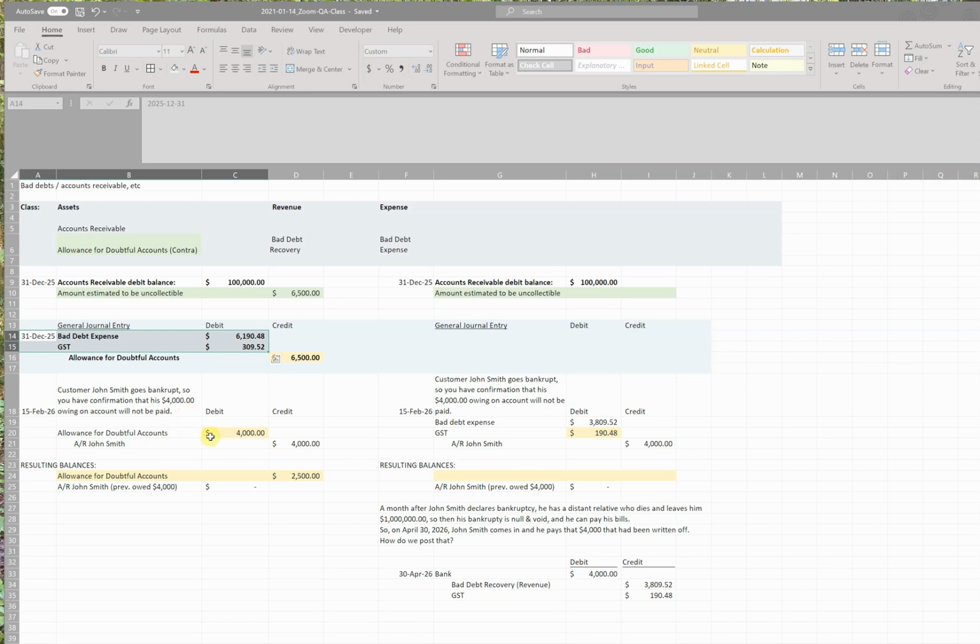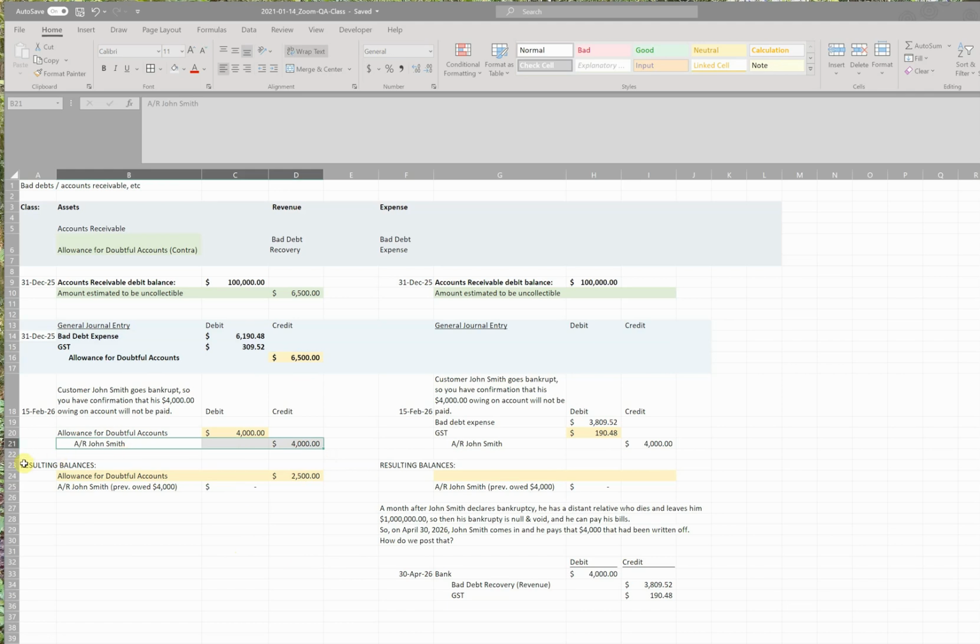So when John Smith made the sale, then at that time he was charged GST. And then on December 31st, 2025, when it had nothing to do with John Smith, it simply had to do with this allowance for doubtful accounts, a bad debt expense was calculated and the GST portion was calculated. But that means the GST's already been calculated on $6,500. It's already been broken out. So when we take $4,000 of it out of the allowance for doubtful accounts and apply it as a credit to John Smith, we don't need to do the tax again. Tax is already dealt with. The tax has already been reversed.